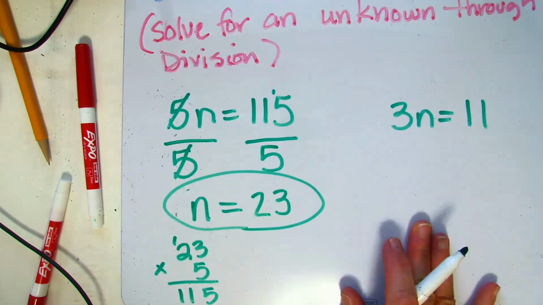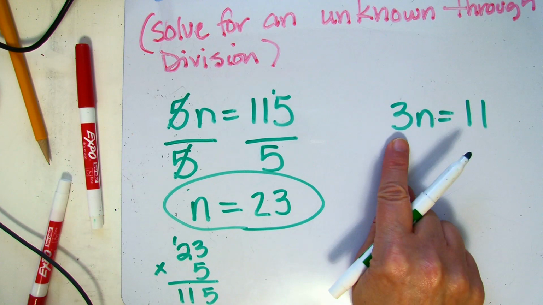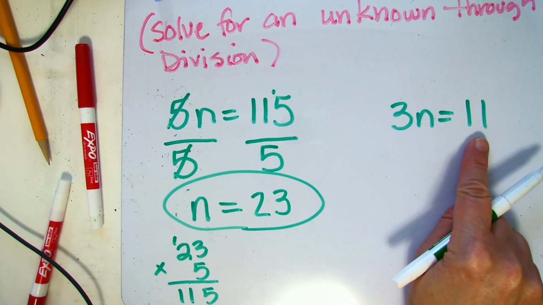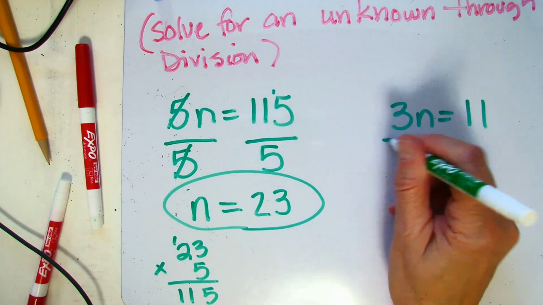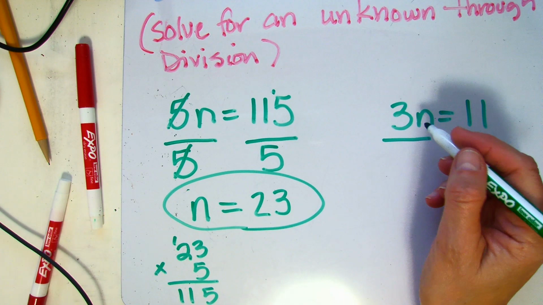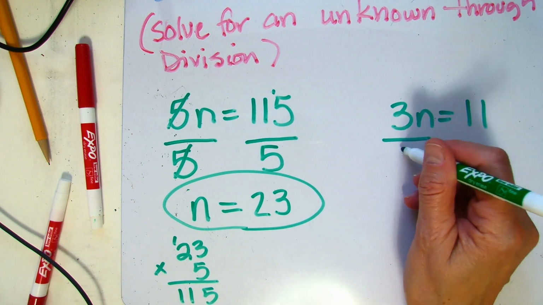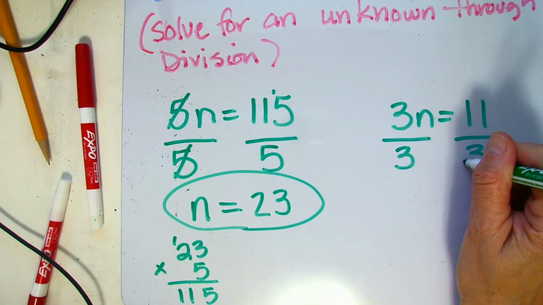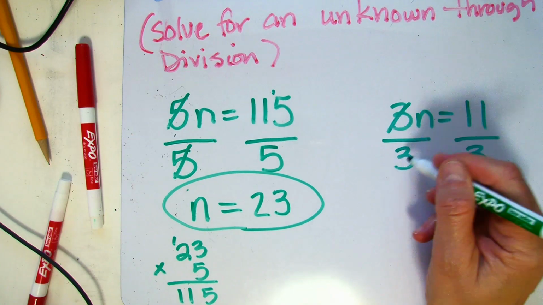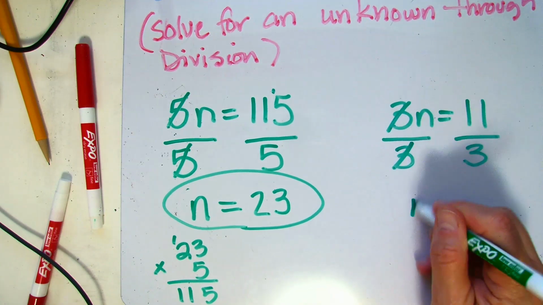Let's go ahead and look at this one. Now I know that a 3 won't go into 11 evenly, but it will go into it some amount. So I need to figure out that amount. Again, this is 3 times n. So I'm going to do the opposite or the inverse operation, which is divide by 3, divide by 3. These are going to cancel, and I'm left with n.